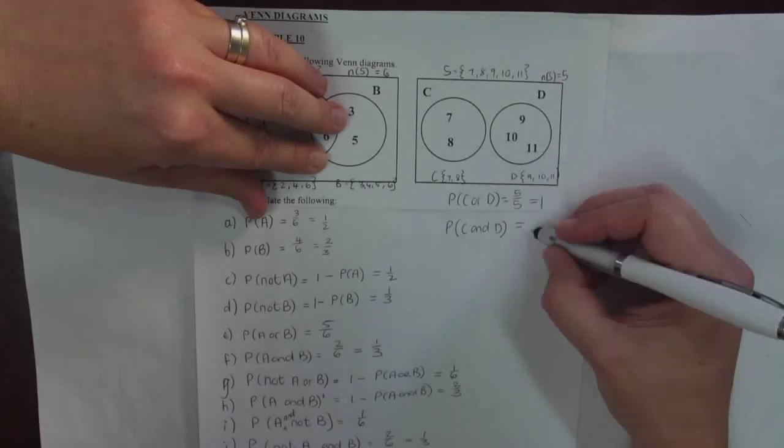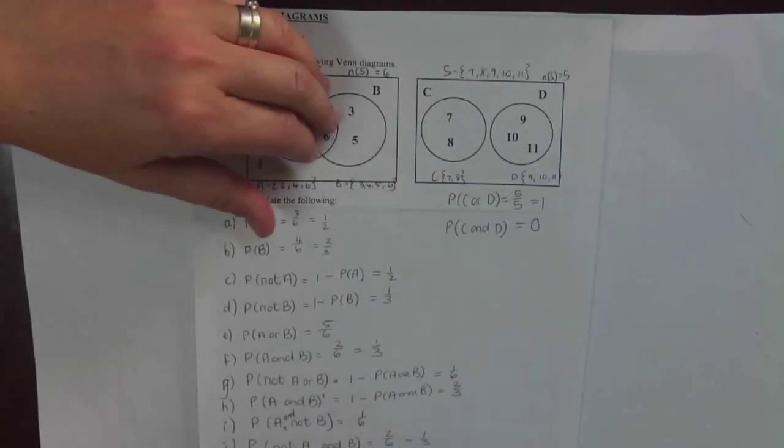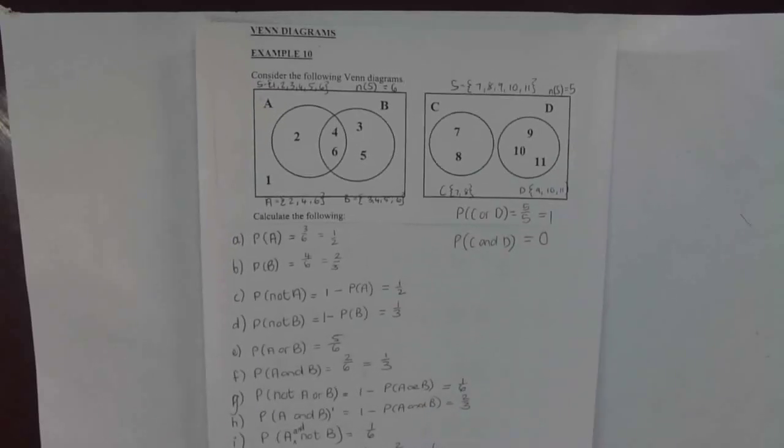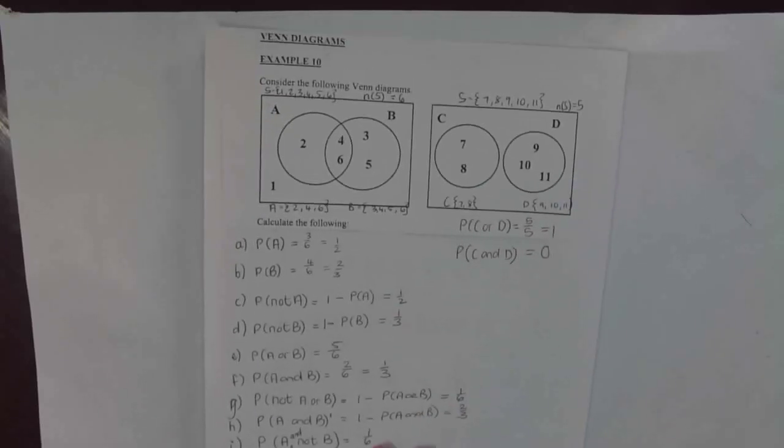Well, is there an intersection? No, there is not. That's 0. Great stuff. Okay. So let's have a look at drawing a Venn diagram.